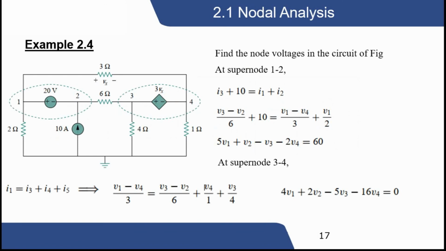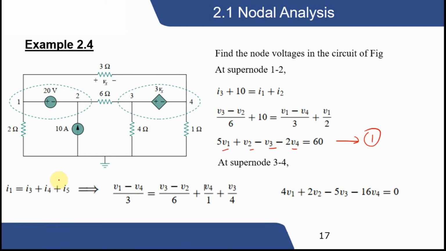So we have I3 is V3 minus V2 divided by 6, plus 10 equals V1 minus V4 divided by 3 plus V1 upon 2. We take the LCM and simplify the equation. When we simplify the equation, the answer is in terms of V1, V2, V3, V4. We currently have a total of 4 variables.